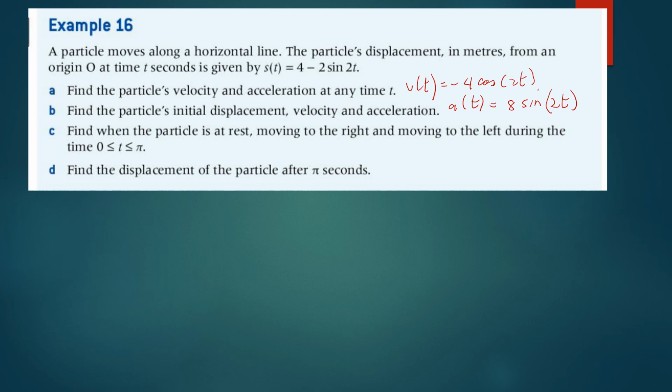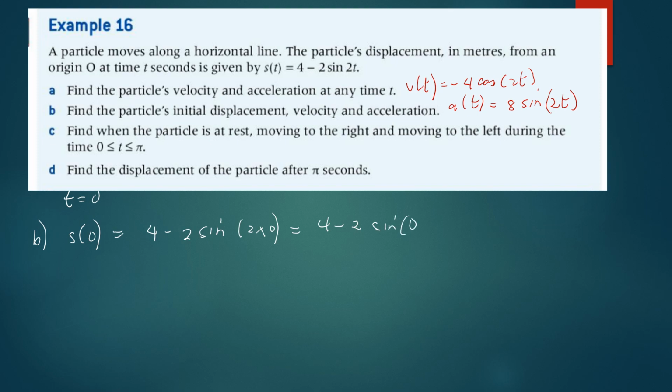Let's answer letter B. Find the particle's initial displacement, velocity, and acceleration. So from the previous slide, we're able to get our velocity and acceleration. Now we're going to get the initial displacement. That means our t is initially, so remember that t equals 0. So let's do s of 0. So that's 4 minus 2 sine 2 times 0, right? So that's equal to 4 minus 2 sine 0.